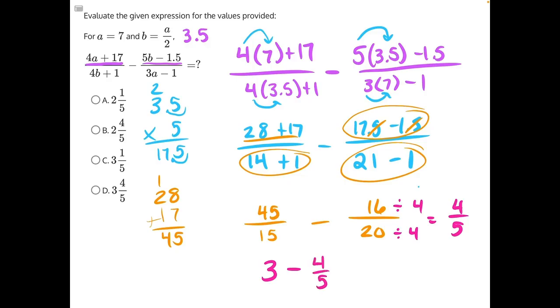And if we wanted to, we could rewrite 3 with a denominator of 5. So what would 3 times 5 be? That would be, and I'll put it over here, we'll have 15/5, which is the same thing as 3 wholes, minus 4/5, which would give us 15 minus 4 is 11 over 5. And now we have an improper fraction that we need to simplify.